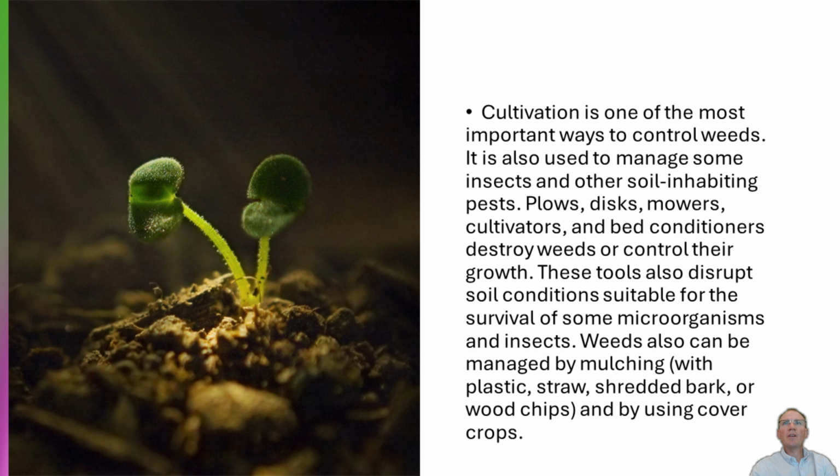Cultivation is one of the most important ways to control weeds. It is also used to manage some insects and other soil-inhabiting pests. Plows, discs, mowers, cultivators, and bed conditioners destroy weeds or control their growth. These tools also disrupt soil conditions suitable for survival of some microorganisms and insects. Weeds also can be managed by mulching with plastic, straw, shredded bark, or wood chips, and by using cover crops.